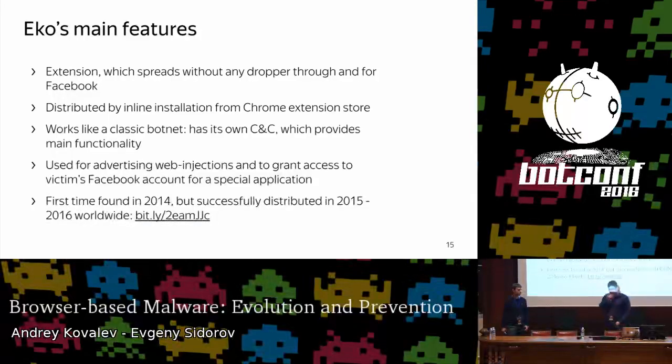So what is the Echo malware? Actually, it is a Chromium extension, which spreads without any dropper, through and for Facebook. It is distributed by inline installations, and interestingly, it works like a classical botnet. It has its own so-called command and control server, which provides the main malicious functionality. The main purpose of this backdoor is advertisement web injection, and we also found one example which provided access to special Facebook applications on the victim's account. But this application was blocked by Facebook very, very quickly. The Echo name was given by the guys from Malwarebytes. You can see their post at the link.